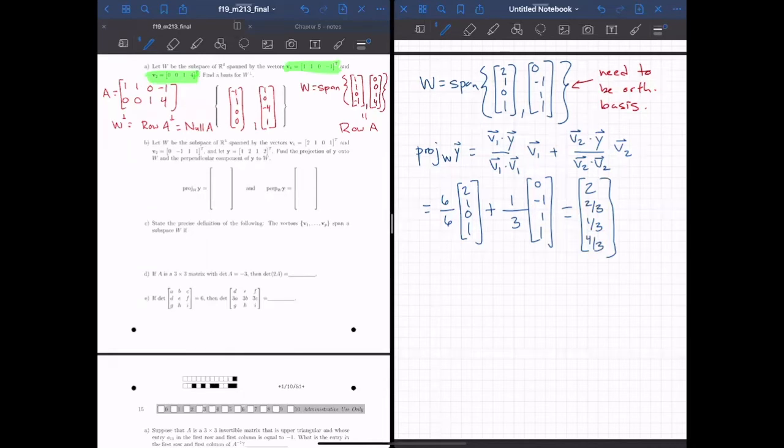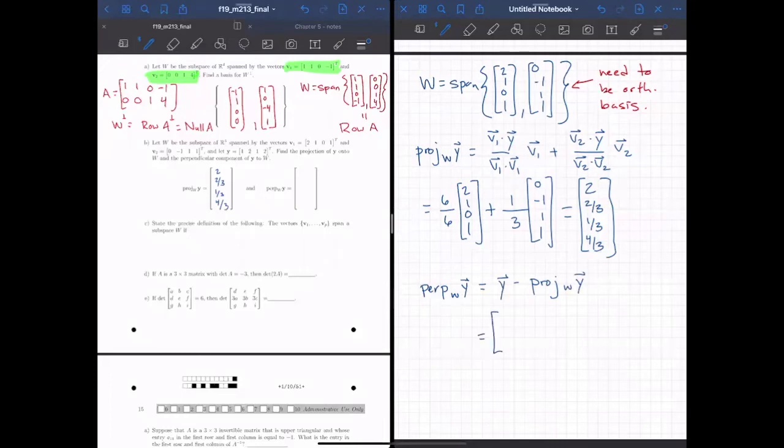That's the application of that formula, so that's the projection component: 2, 2/3, 1/3, and 4/3. And then what's the perpendicular component? How do we find that? It's y minus the projection of y onto W. Exactly, we take y and subtract off the projection piece.